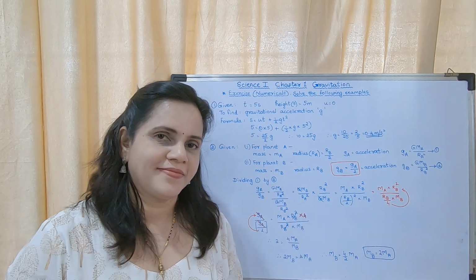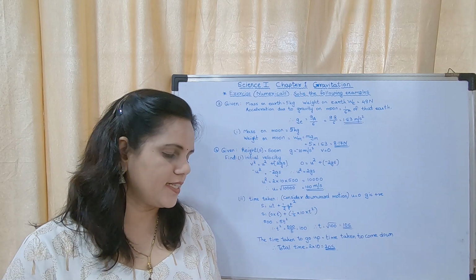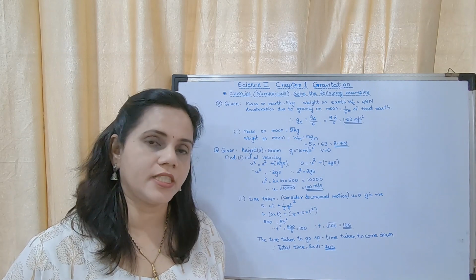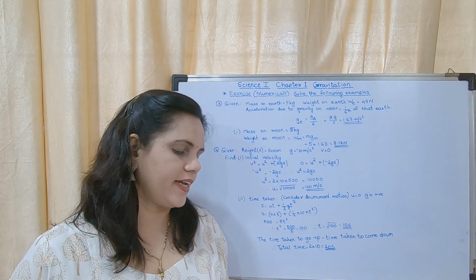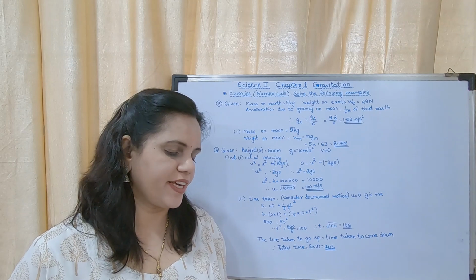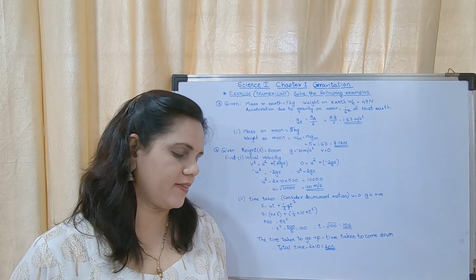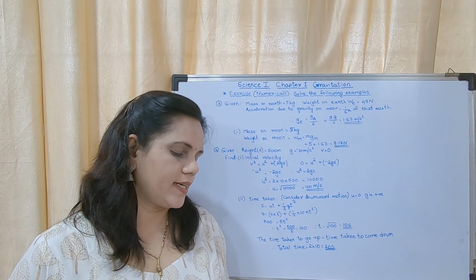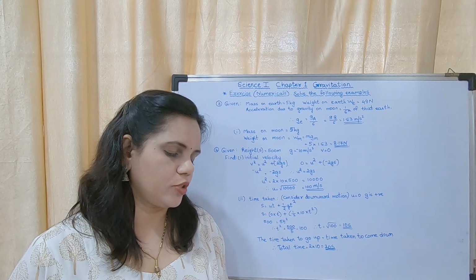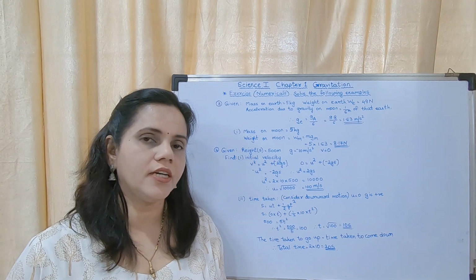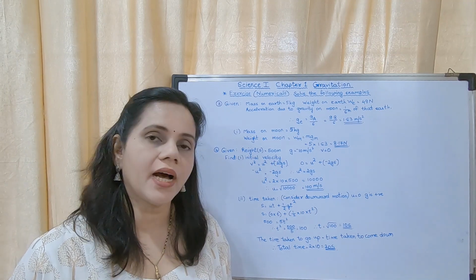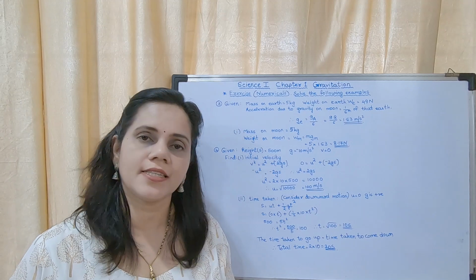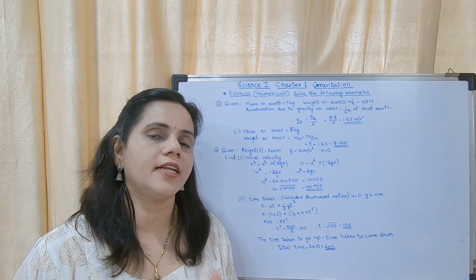These are the next two numericals. The third question: the mass and weight of an object on earth are 5 kg and 49 Newton respectively. What will be their values on the moon? Assume that the acceleration due to gravity on the moon is 1 upon 6th of that of the earth. Now you know that the mass of an object always remains the same. It never changes.